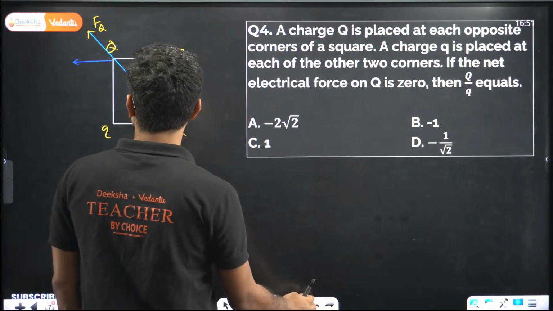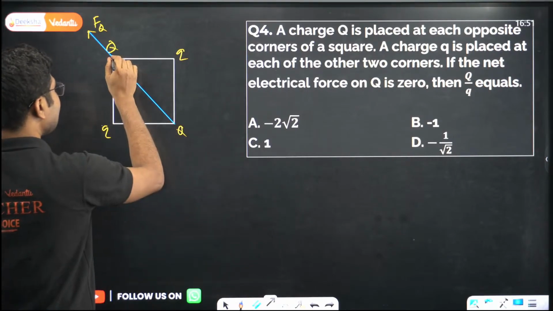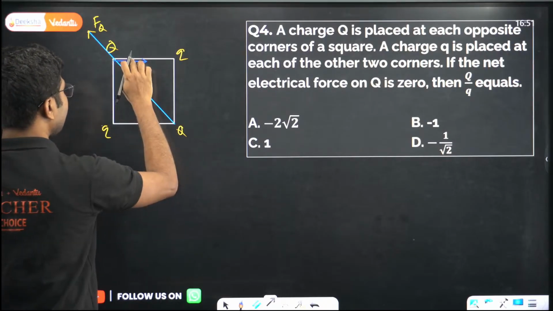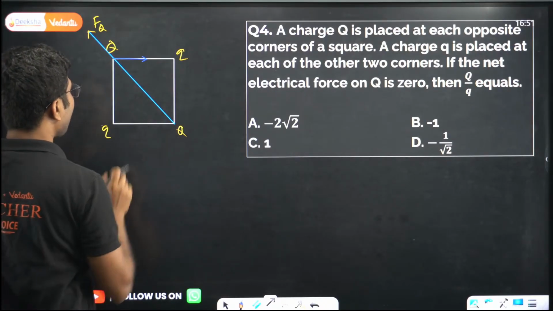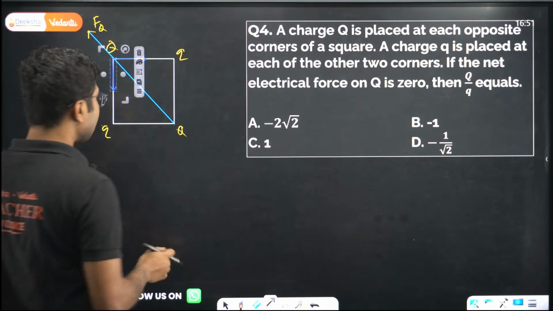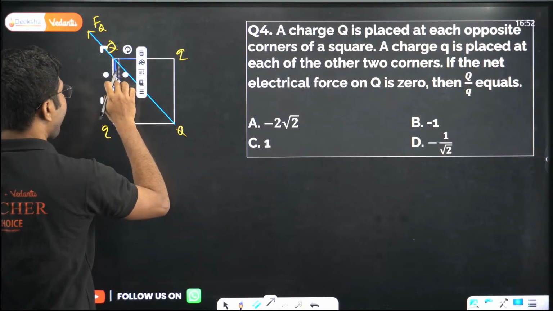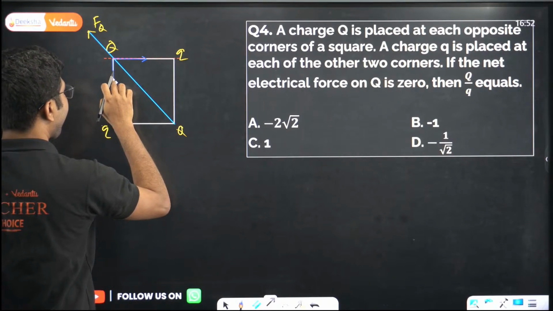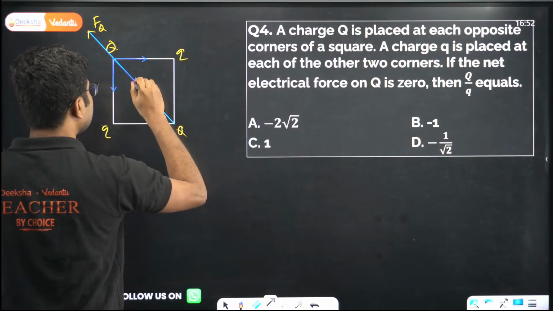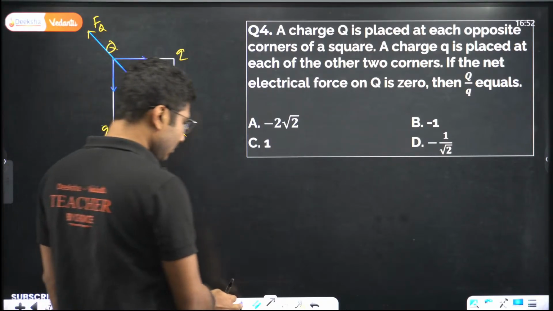So one of the charges must be negative, and that means the resultant due to Q is in this direction, and small q must be in this direction. That means their resultant is now acting in the opposite direction of the force, that is in this direction. So they will cancel each other. I hope the diagram is clear now.